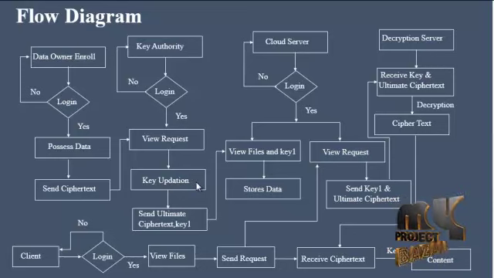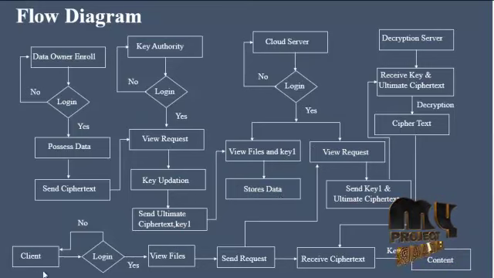Here the key authority will generate the key and break the key into 2 parts. Also, by using the key, he re-encrypts the ciphertext, so that it becomes the ultimate ciphertext. Key 1 and the ultimate ciphertext will be sent to the cloud server and stored in the cloud. So these are all the processes for the data owner file storage.